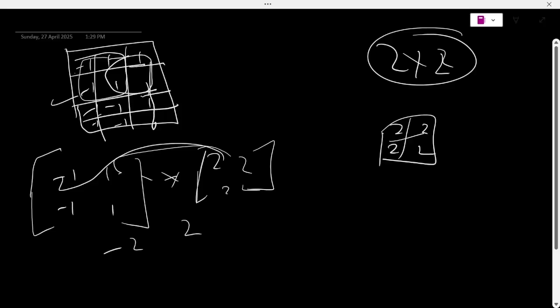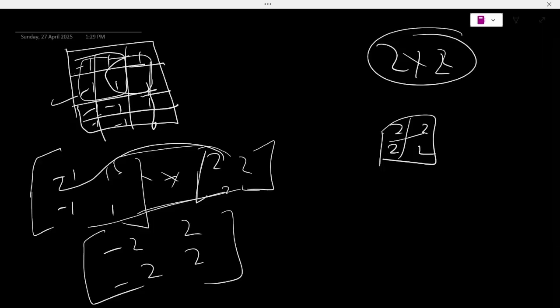This will become 2. This will again become minus 2. This will again become 2. So this is the resulting image. Definitely it has got many magnified, higher pixels. So this is how a filter magnifies the portion of the image, right?